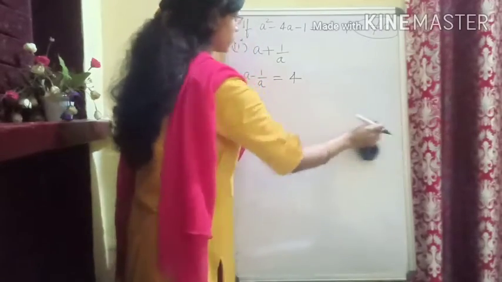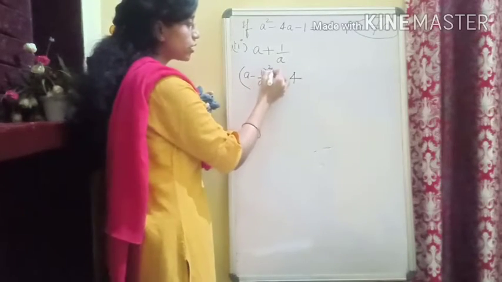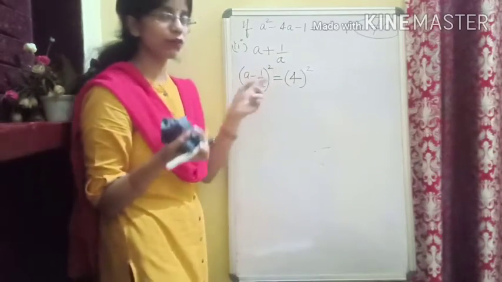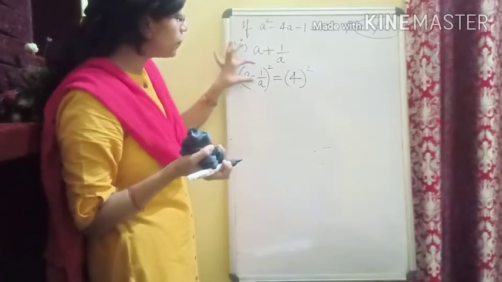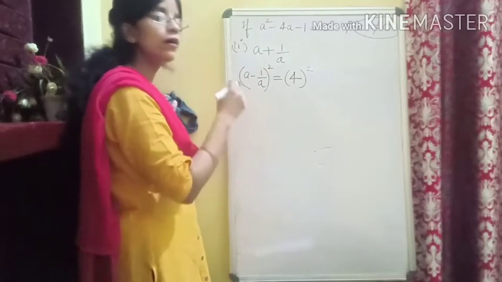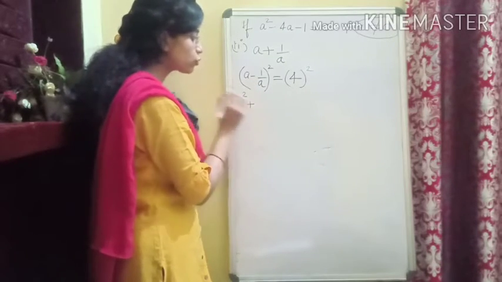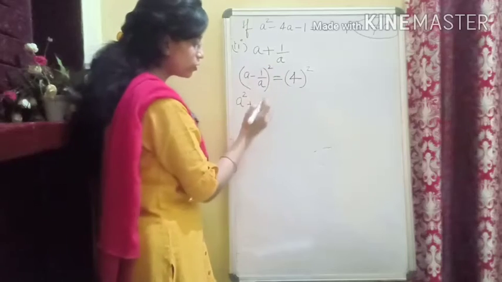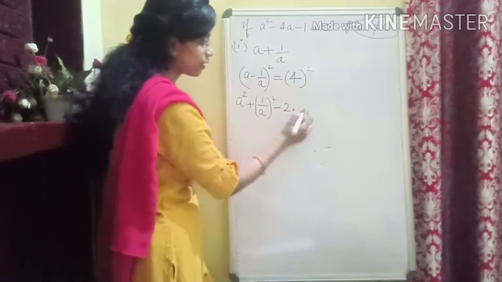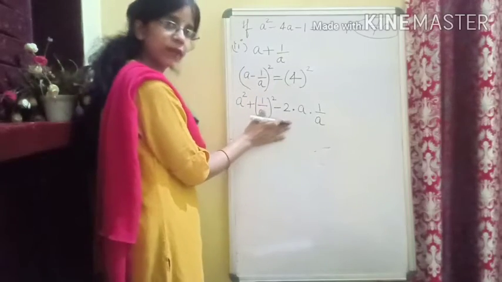So let's see what we are going to do. We are going to square both sides. Squaring both sides will give you this and this. Now if you see, this is nothing but a minus b whole square. What is your a? Simply a. What is your b? It is 1 upon a. So a minus b whole square, according to identity, it should be a square plus b square minus 2ab. A square plus b square, where b is 1 upon a, so 1 upon a square, minus 2 into a, into b, which is 1 upon a. Okay, left hand side we have applied the identity.